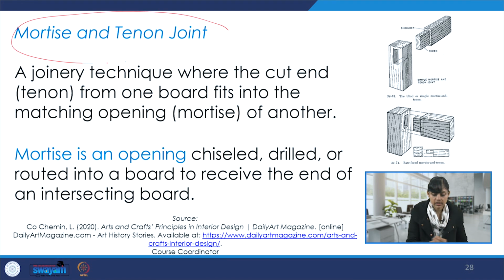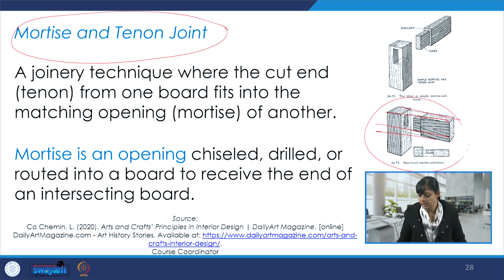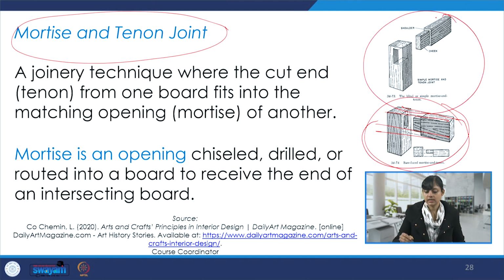So mortise and tenon joint quite popular and it's used very extensively, specifically in furniture. A joinery technique where the cut end, which is tenon from one board, fits into the matching opening mortise of another. So we can see these drawings and how these two pieces are fixed. And this is the popular and commonly used joint, the mortise and tenon joint.